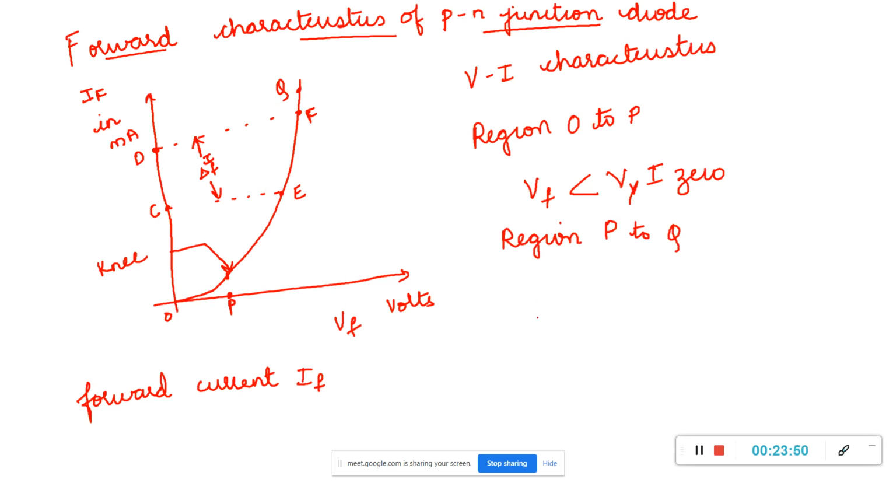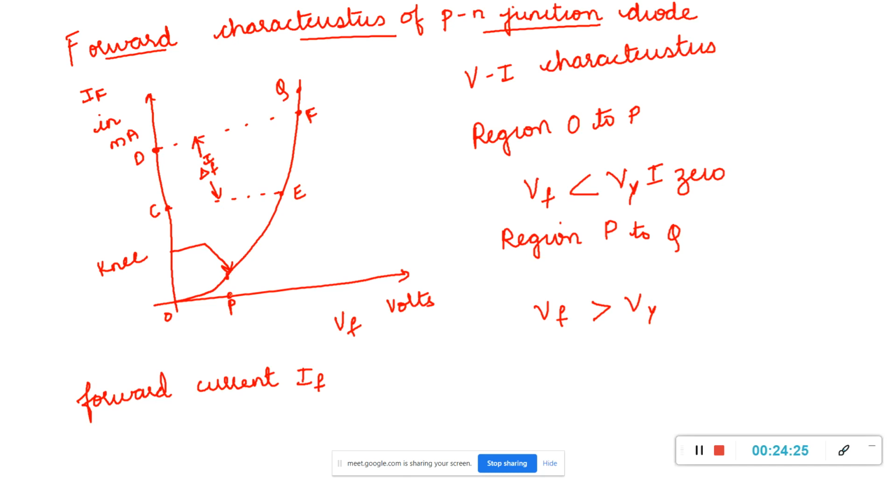So what happens in this region? When VF increases greater than V gamma, the width of the depletion region goes on reducing. Here in the forward bias, the width of the depletion region goes on reducing. So as the applied voltage VF exceeds the cut-in voltage, the depletion region becomes very thin and the current increases suddenly. You can see that the current increases suddenly, right? So there is an increase in the current in exponential form.